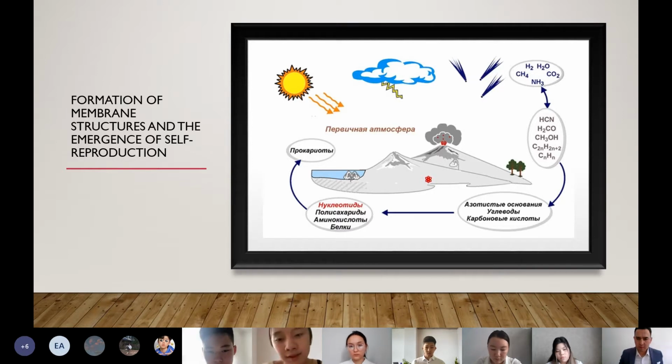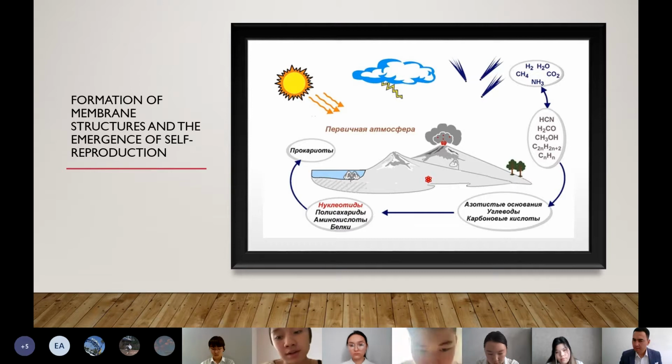And membranes, biological membranes, could form from lipid films on the surface of coacervates. The combination of coacervates with nucleic acids led to the formation of primitive self-reproducing living organisms, protobionts. The primary organisms were anaerobes and heterotrophs and fed on the substances of the primary broth. That was about 3.5 billion years ago. According to the hypothesis, the chemical evolution of life on Earth was completed.